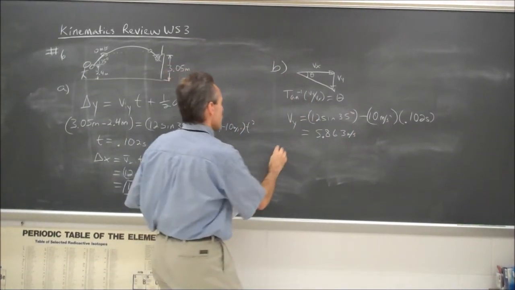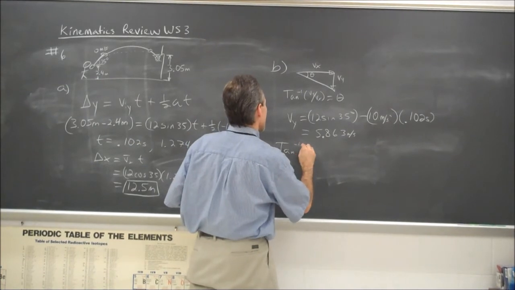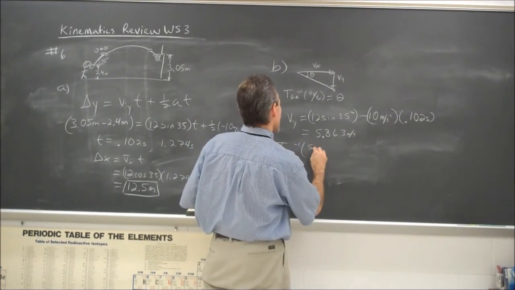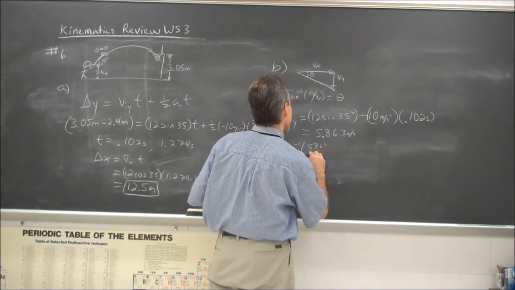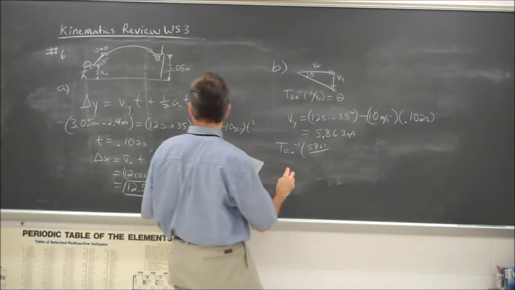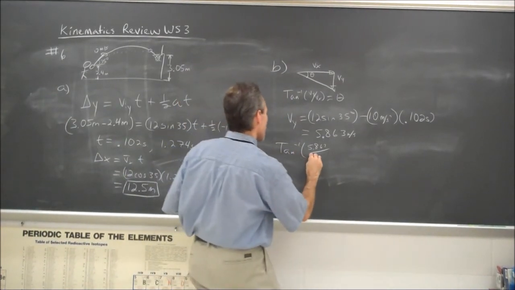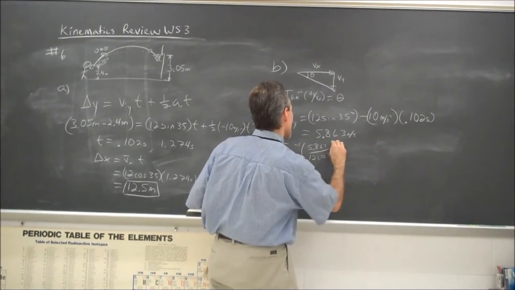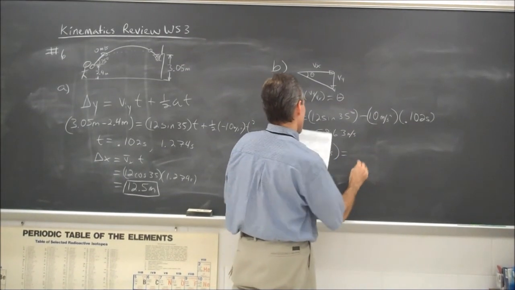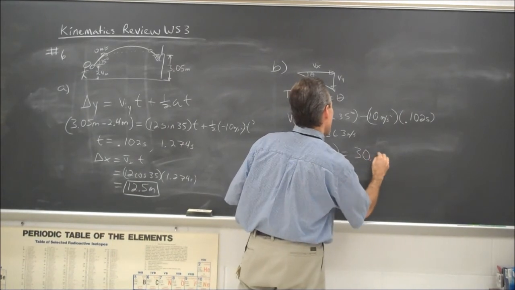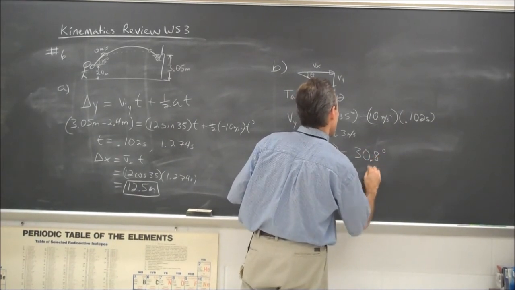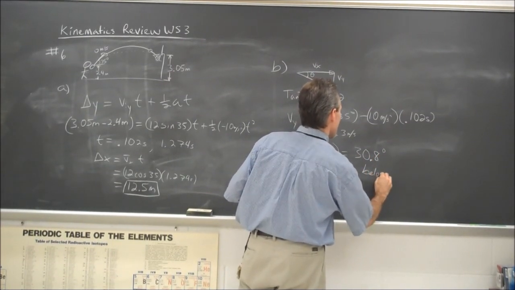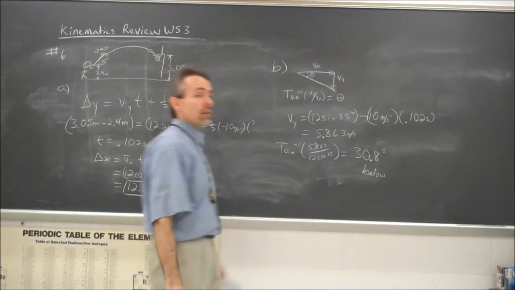Now I can do the inverse tangent of 5.863 divided by the 12 cosine 35, and that's below the horizontal. I suppose you could also say negative 30.8.